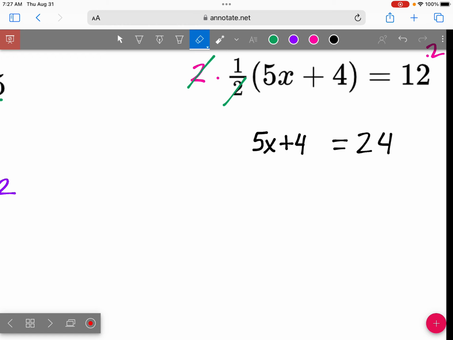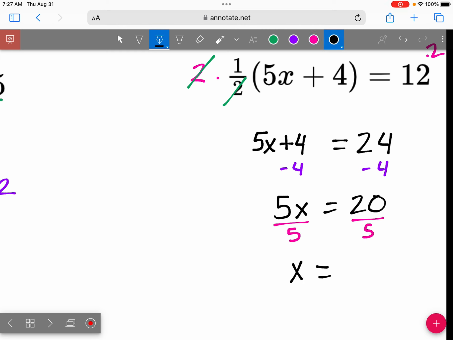So now we're here. What can I do to figure out how to get x by itself? Minus 4. So we're left with 5x equals 20. Divide by 5. And we get that x equals 4.